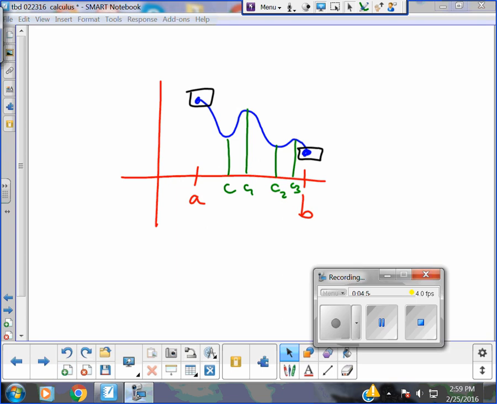Again, max and mins, big thing, guys. Anytime you have endpoints, they must be checked, and critical points must be in the interval.